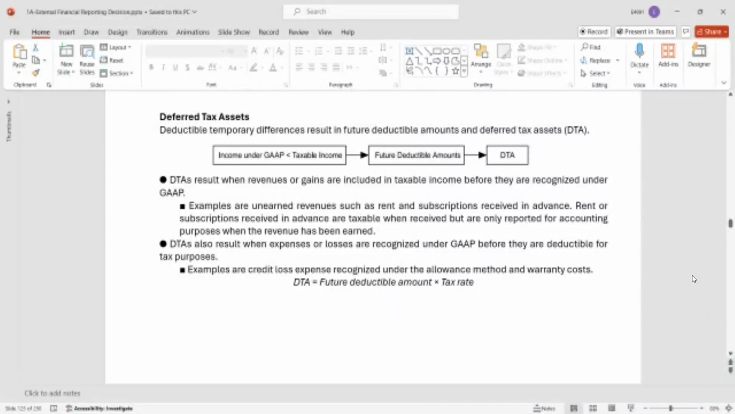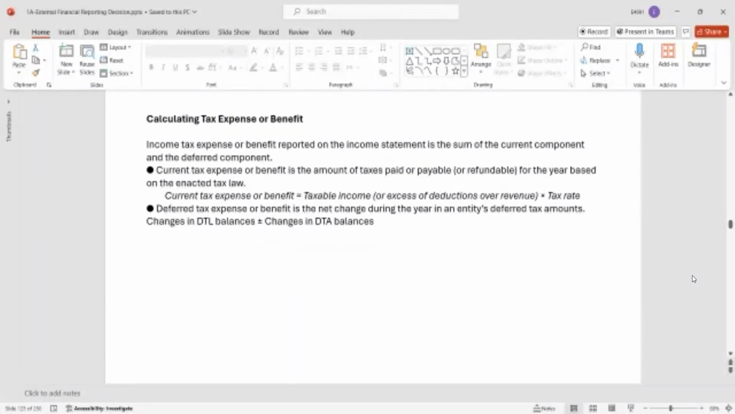Deferred tax assets also result when expenses or losses are recognized under GAAP before they are deductible for tax purposes. Examples are credit loss expense recognized under the allowance method and warranty costs. Deferred tax assets equal future deductible amount multiplied with tax rate. Calculating tax expense or benefit.